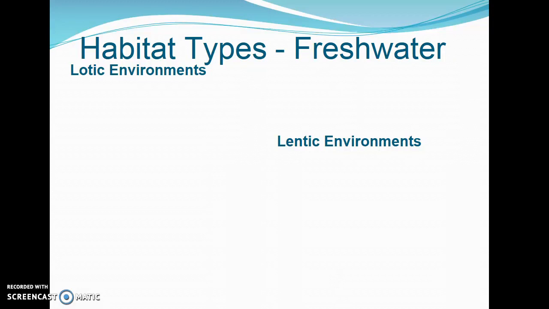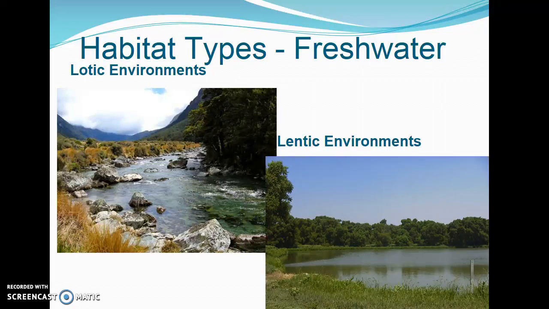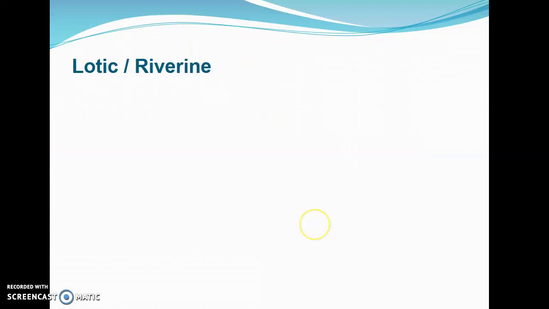Within the freshwater systems, we have two environments, lotic environments and lentic environments. Lotic environments are our river systems. Lentic environments are our still water systems, which can be a variety of different habitat types, from ponds and large lakes to almost small little puddles that may even be ephemeral and not around all year.